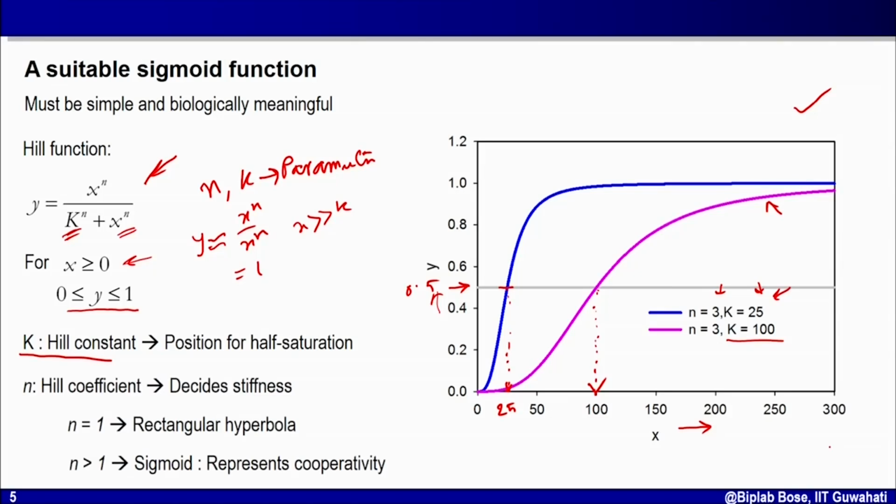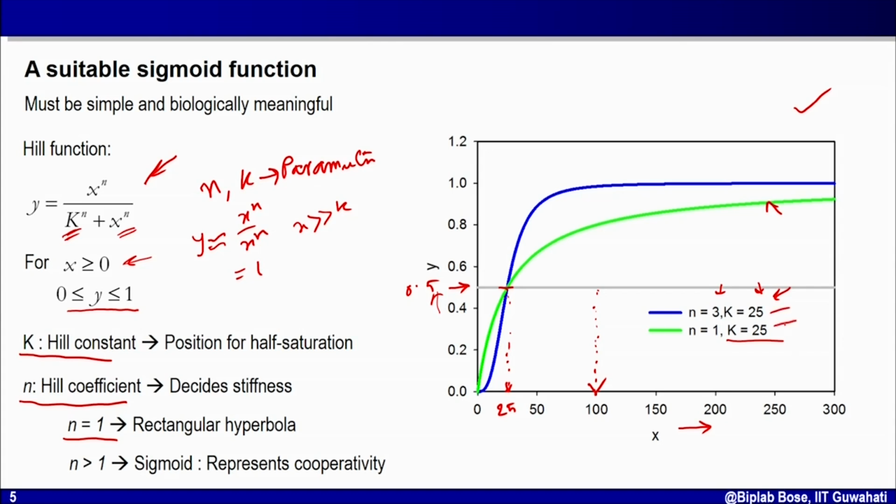N is an interesting parameter. N is called the Hill coefficient, and it decides how stiff this S-type figure would be, how stiff this sigmoid curve would be. If you take n equal to 1, I don't get much stiffness. I get a rectangular hyperbola type thing. What I have done here, remember k is the same in both the curves, that is 25, so half saturation is at 25. But in blue n is 3 and in the green one n is 1. So I have reduced the value of the Hill coefficient to 1, and you can see the curve has lost its sigmoid behavior and it has become a rectangular hyperbola.